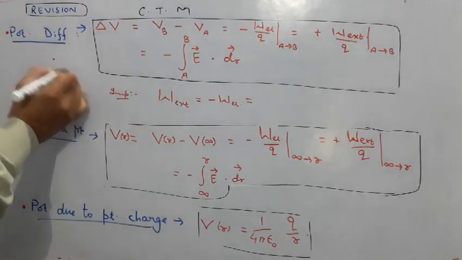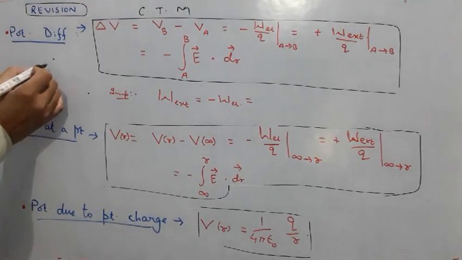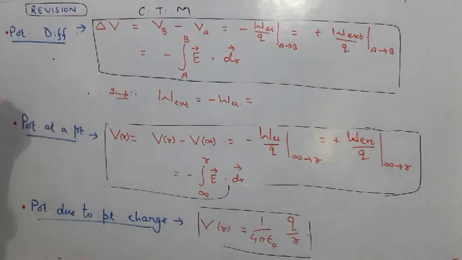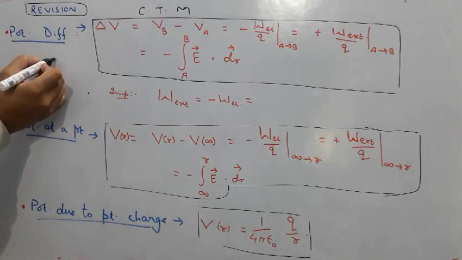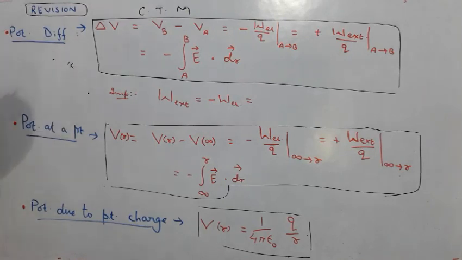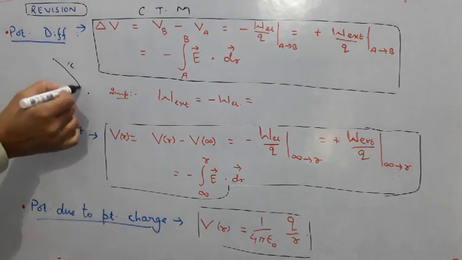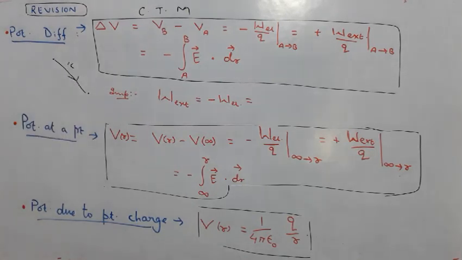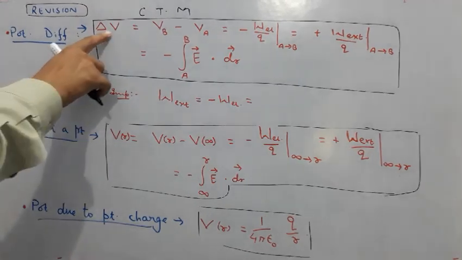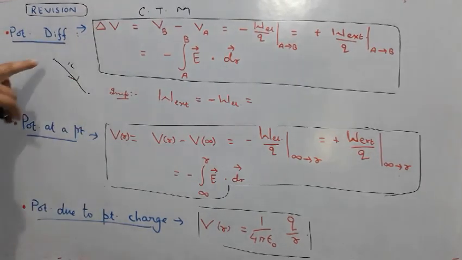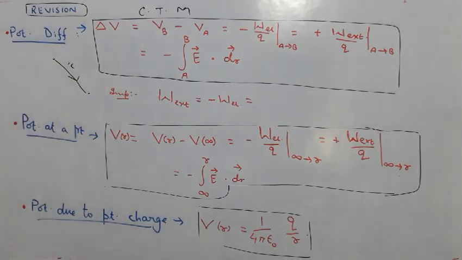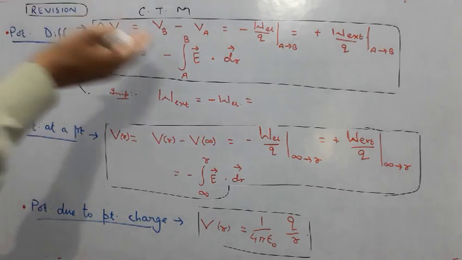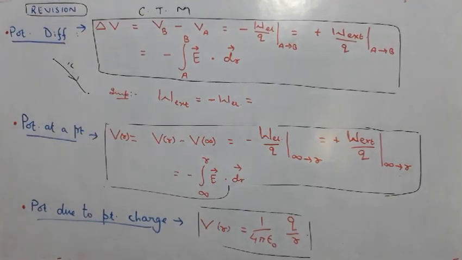If I have one point here, I wish to find potential difference between these 2 points, then I need to simply bring 1 coulomb of charge, unit positive charge, from one point to the other point. While doing so, whatever work is done by me, that is equal to potential difference. Or while doing so, whatever is the work done by electric field or electrostatic field, its negative will be equal to potential difference.